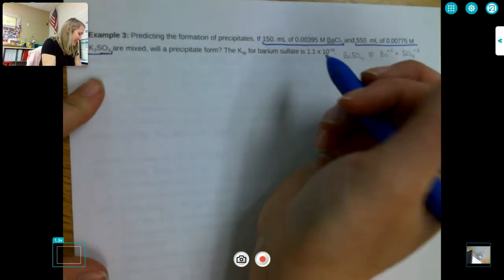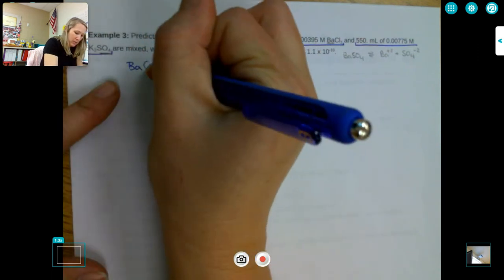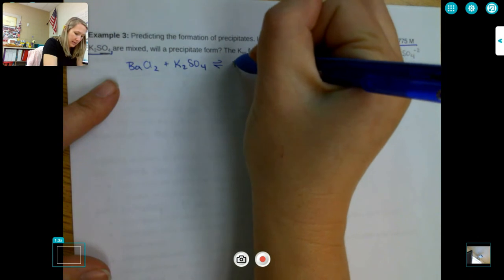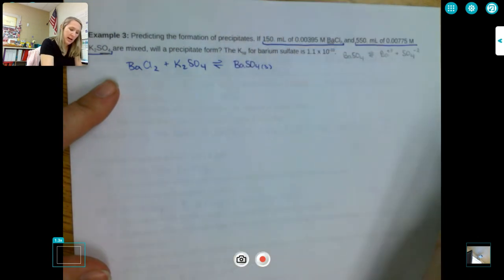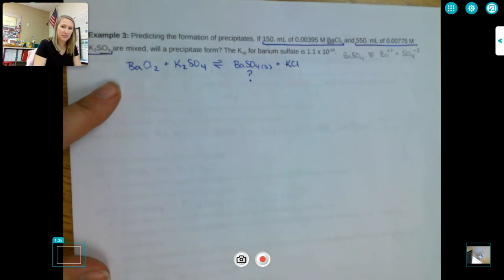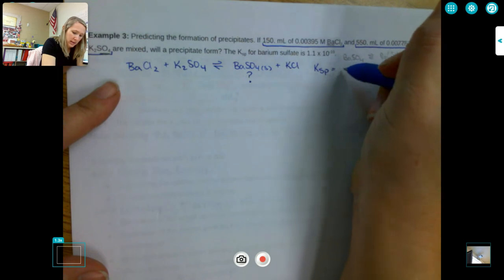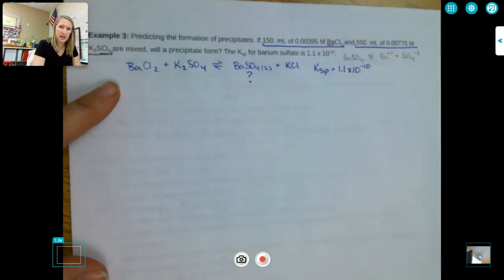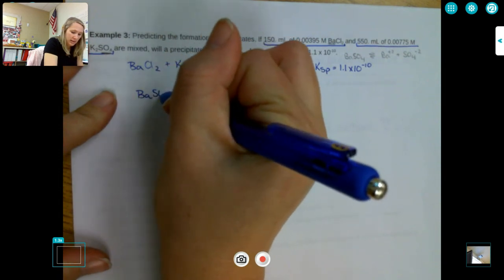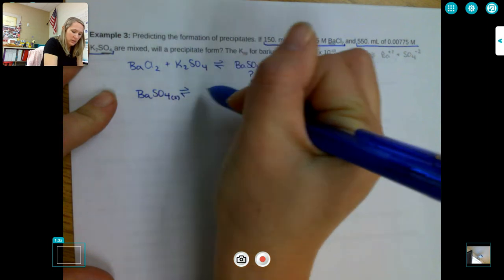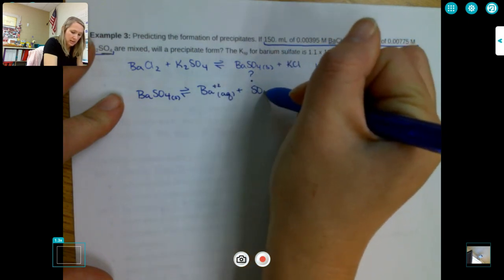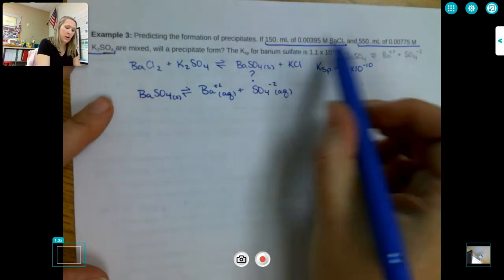So we're trying to figure out, does us putting barium chloride with potassium sulfate give us barium sulfate solid out, and our other item would be KCl. So we're trying to figure out, does this happen? Well, we're told that the Ksp is 1.1 times 10 to the negative 10. For us to make the solid, barium sulfate as a solid would be coming from the ions of barium plus 2 and sulfate minus 2.